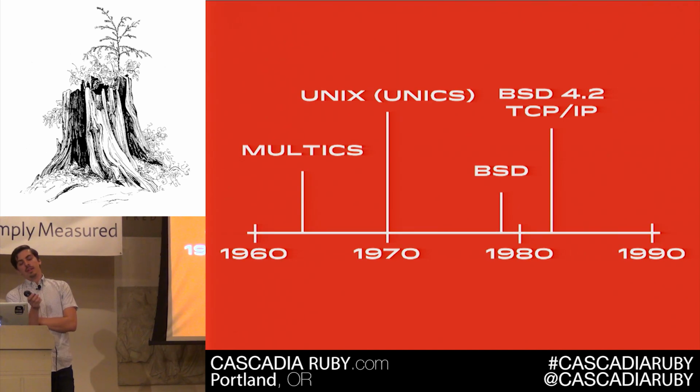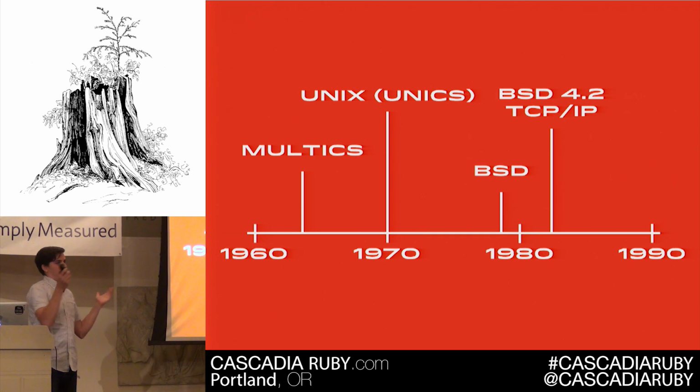5 years later, BSD 4.2 came out, and this was the first operating system that had a TCP/IP stack. This is right when the standardization was happening for TCP/IP. Nowhere really had one before that because there was nothing to implement. They were just developing the standard at this time.